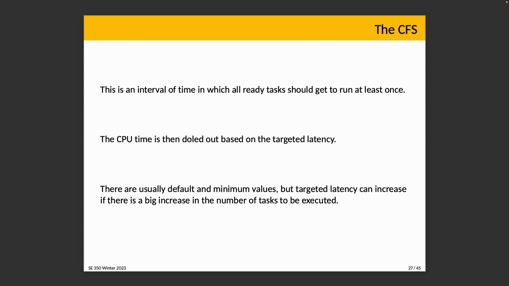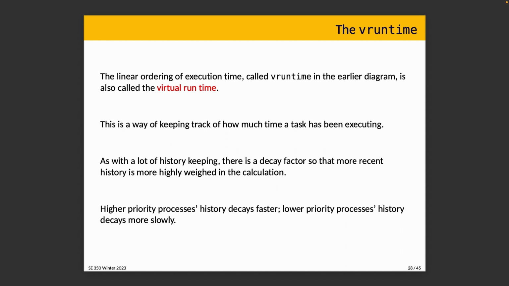Let's not try to do something we know can't work. Okay, so as I said, the ordering of execution is really the virtual runtime. It's not just the actual runtime, but it's the runtime with an adjustment factor. And so we keep track of how much time a task has spent actually executing on the CPU. As with a lot of history keeping, there's a decay factor so that more recent history is heavily weighted in the calculation, and less recent history is not forgotten, but it has less of an impact on our actual calculation.